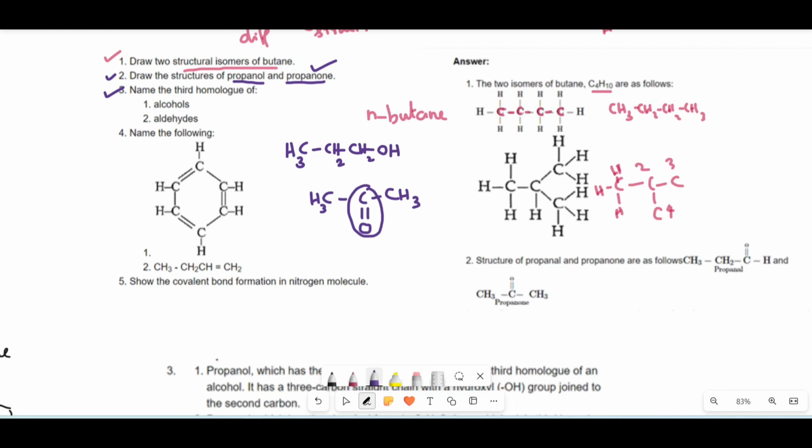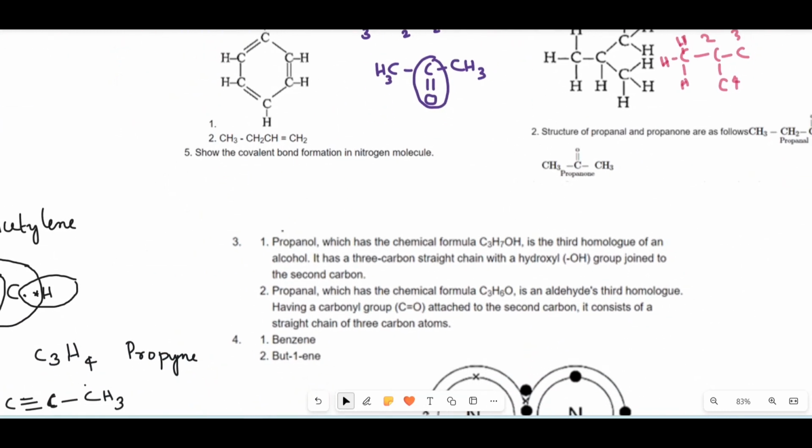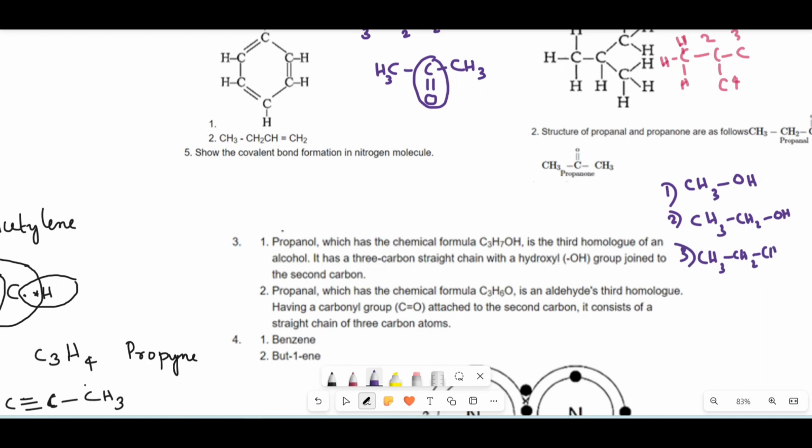So what is the third homologue of alcohol and aldehyde? For alcohol, we already know the first member is CH3OH. How do we get the second member? You should add one CH2 group. So CH3, CH2OH is the second member. Then for the third member, you add one more CH2 group: CH3, CH2, CH2OH. This is the third member, called propanol.